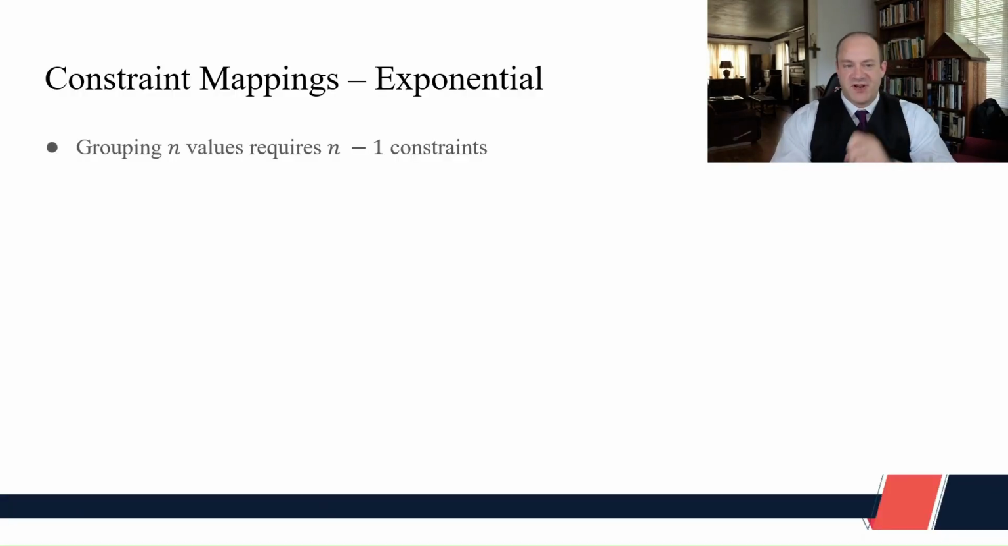let's talk about constraint mapping. So here's the way to think about this, which is that when you are doing constrained optimization, each one of your constraints adds to the complexity of the constrained optimization problem. Should be no surprise. So if you are grouping n values, that requires n minus 1 constraints. Well, why? Well, because 2's got to be bigger than 1, 3's got to be bigger than 2, 4's got to be bigger than 3, and so on. And so what that does is it gives rise to n minus 1 constraints.